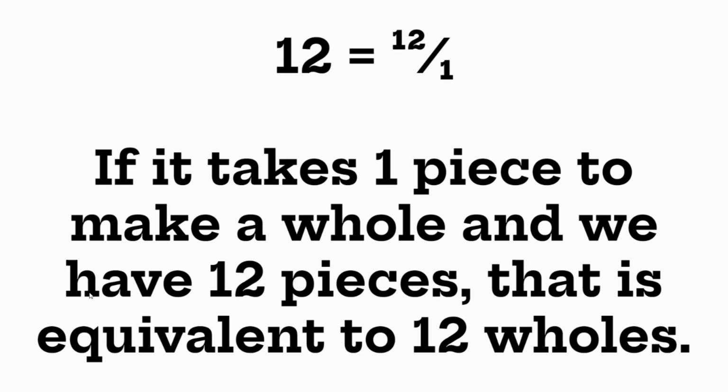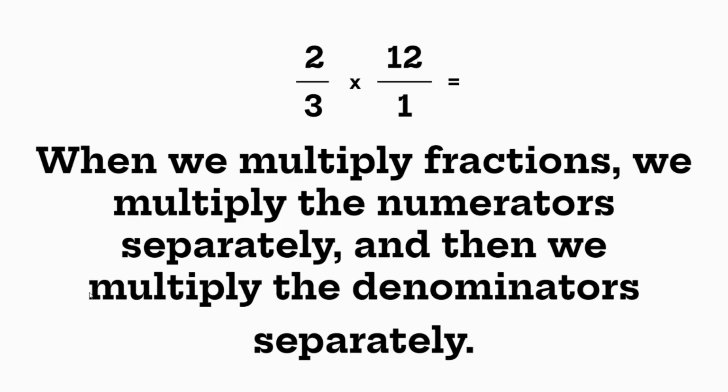So, getting back to the problem. We're going to do 2/3 of 12, and of means multiply. So 2/3 of 12 is 2/3 times 12 over 1, right? That's how we're going to write 12 wholes, 12 over 1. So that's our problem. And now when we multiply fractions, we're going to multiply the numerators separately. Then we'll multiply the denominators separately. And if we do that, 2 times 12 is 24. And then 3 times 1 is 3. And that gives us an answer of 24/3.